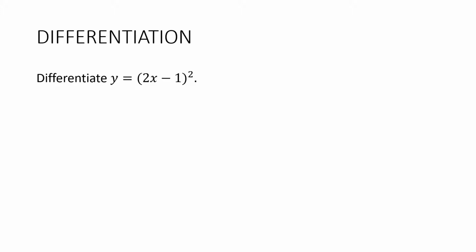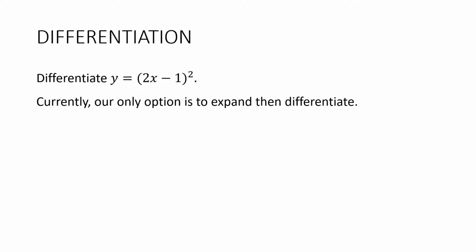derivatives. So here's a question: differentiate y is equal to, and then in brackets 2x minus 1 all squared. Now currently our only option is to expand and then differentiate. So we expand it, we're going to get 2 squared, 2x all squared, which is 4x squared, minus 2 times 1 times 2x, which is 4x, and then plus 1 squared, which is 1. And then we would want to differentiate, so 2 comes down, we're going to get 8x minus 4.